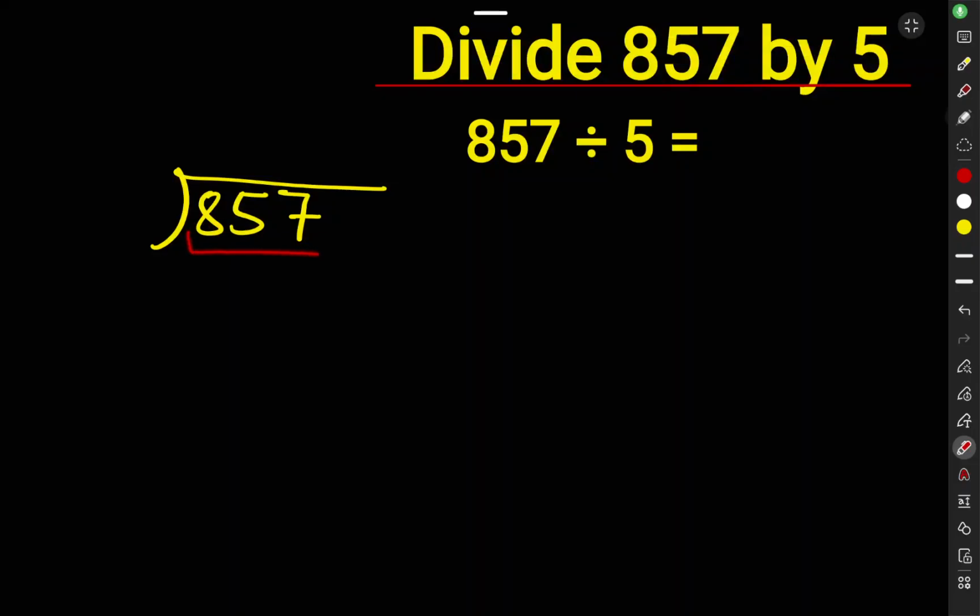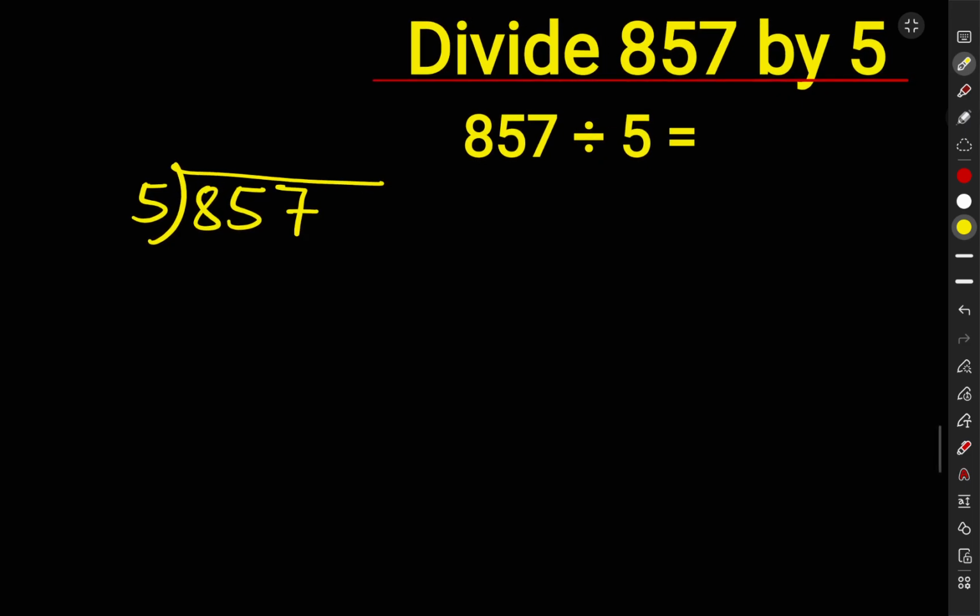Divide 857 by 5 in a long division method. 5 times 1 is 5. On subtracting we get 3.